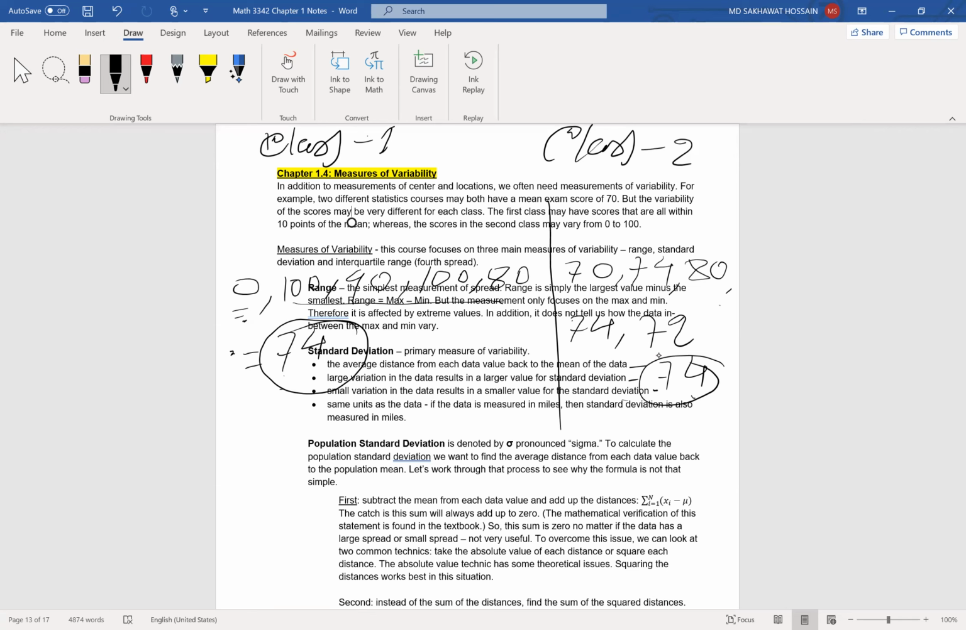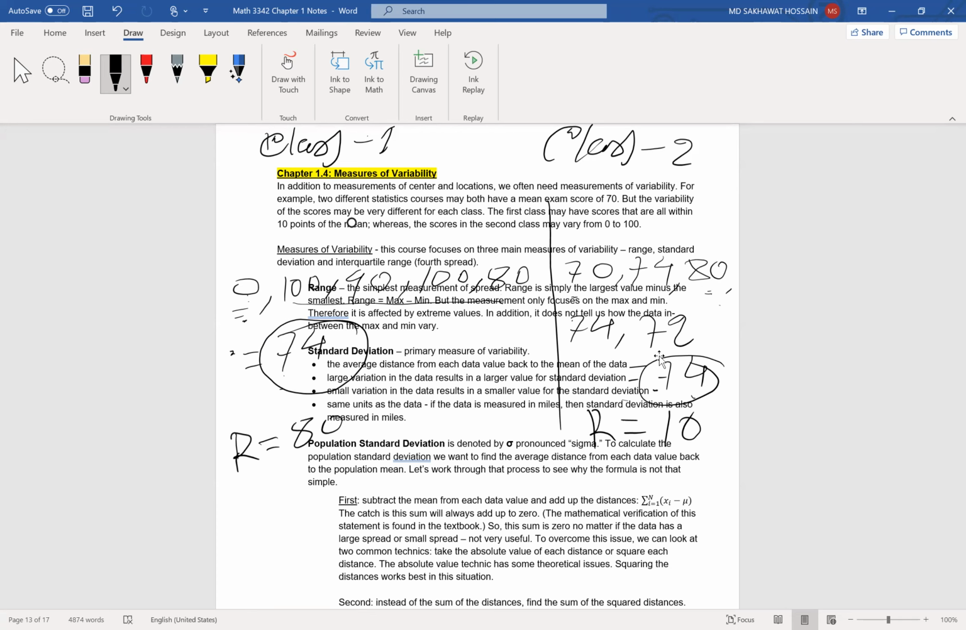But if you know the spread or variability of the scores, for example, if you know the range, meaning the difference of the maximum number and minimum number. So the difference is 0 and this is 80. So the range, if you use R for the range, is 80. And for this class, the maximum is 80 and minimum is 70, so it is 10.